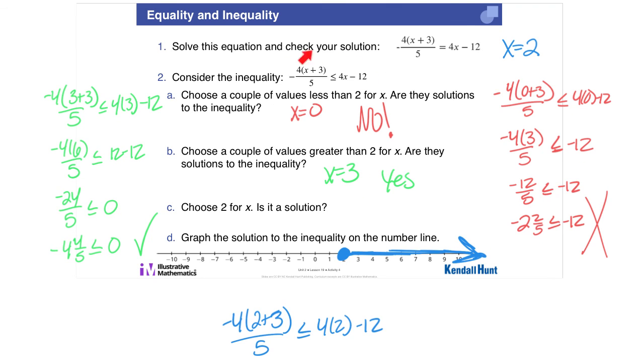So to wrap it up, when you're solving an inequality, solve the equation first, and then pick a value that's less than that, pick a value that's greater than that, and see which one works. And whichever way works is the direction your arrow goes.